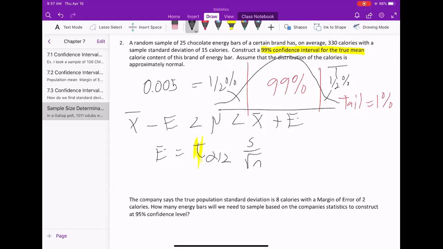And that's what I would write it as, because that's the number you're going to look for in the chart. So what do we know? We have 25 chocolate bars, well, energy bars. We have an average of 330 and a standard deviation of 15. So S is 15, and N is 25. We've got to find our critical value, so we go to our T table.